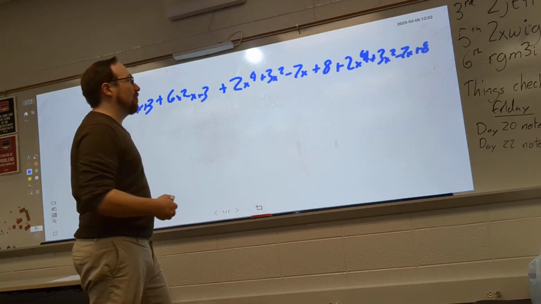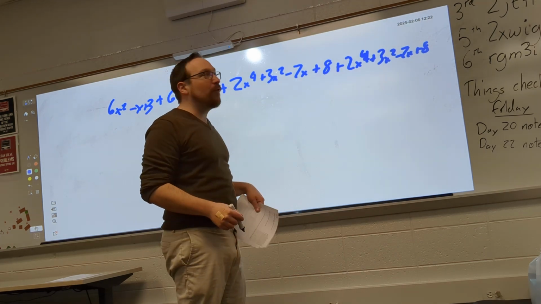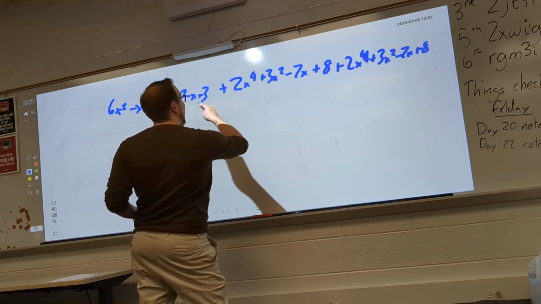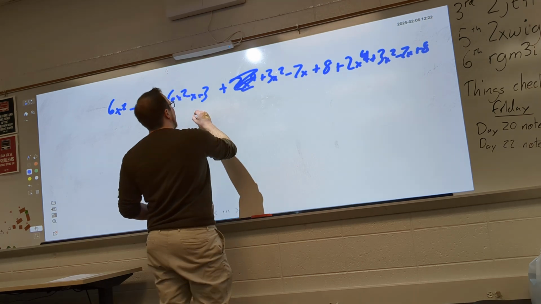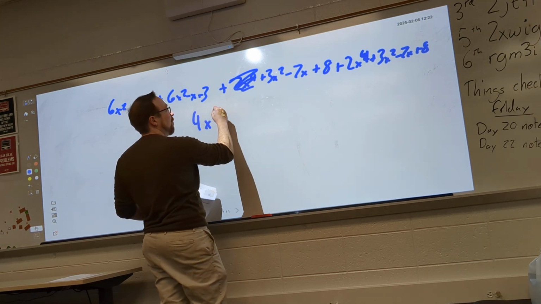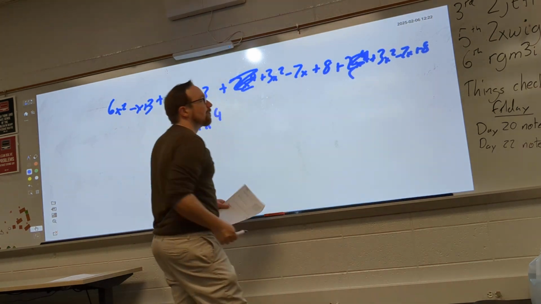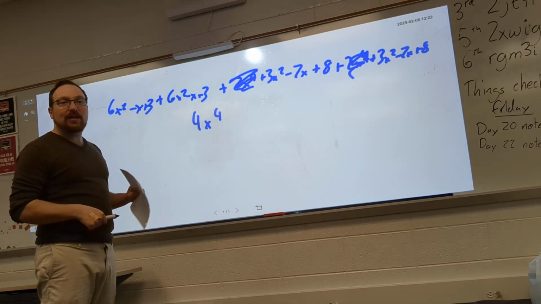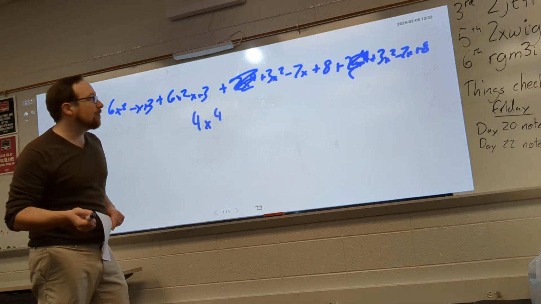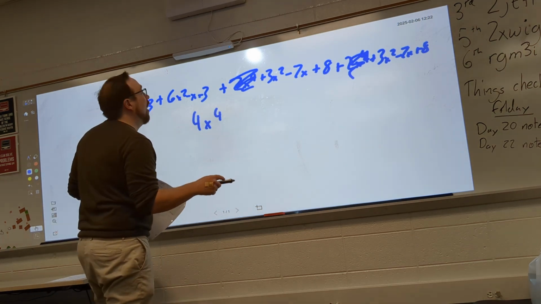Let's combine some like terms. Our biggest exponent is to the 4th, so do I have any other to the 4th? Yes, I do. I've got 2x to the 4th and 2x to the 4th. That's going to give me 4x to the 4th power. Let's cross that out. All right, what about to the 3rd power? I don't see any to the 3rd power, so I'm not going to worry about it. What about squared? We got a couple squared.